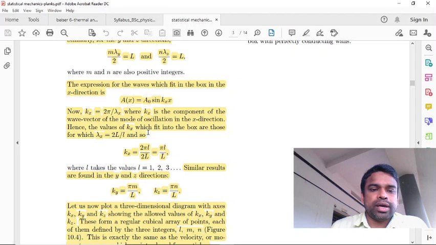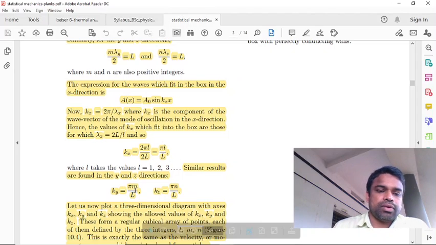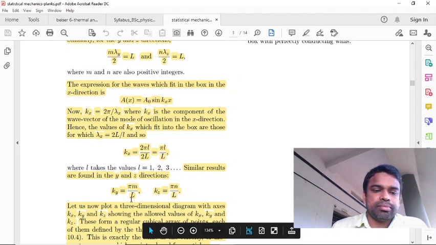Therefore, the values of kx which fit into the box are those for which lambda x equals 2L by l, and so kx is 2 pi l by 2L, equal to pi l by L. Similarly, ky is equal to pi m by L and kz is pi n by L.